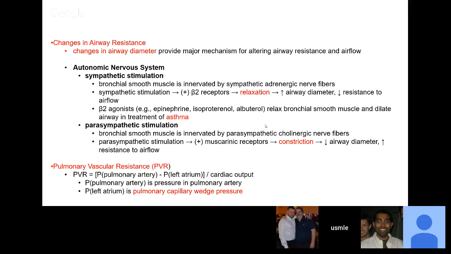Remember, asthma is an inflammation of the bronchi. You have bronchoconstriction and increased mucus. So you have pretty much resistance and narrowing of the airflow.